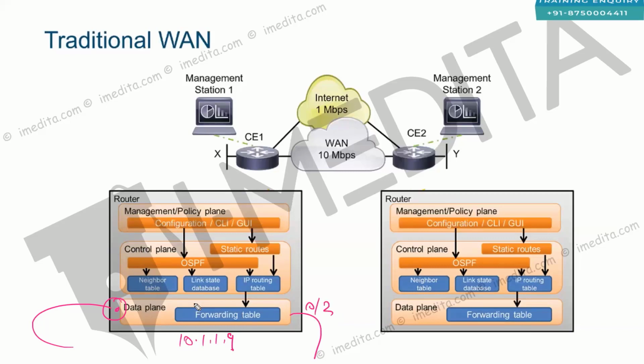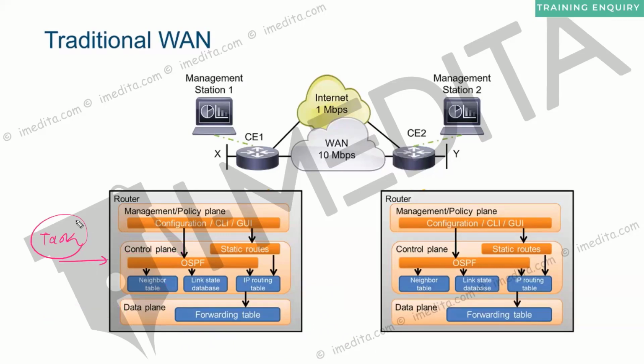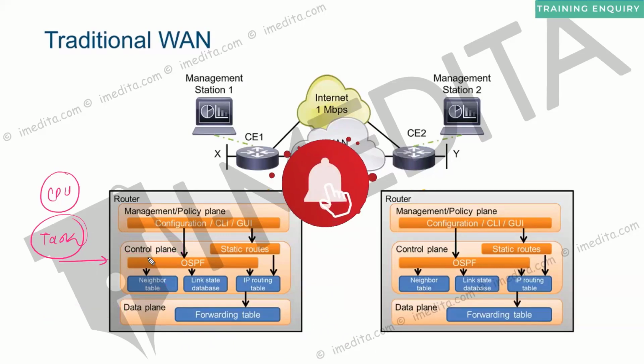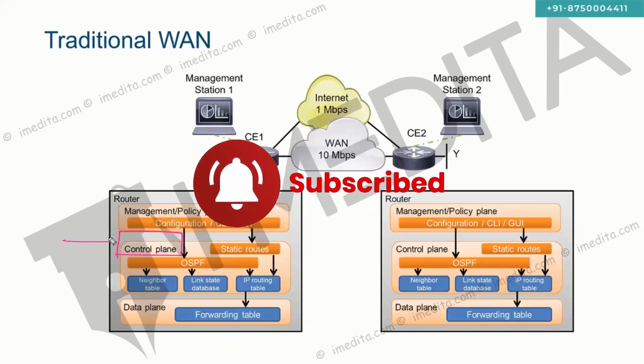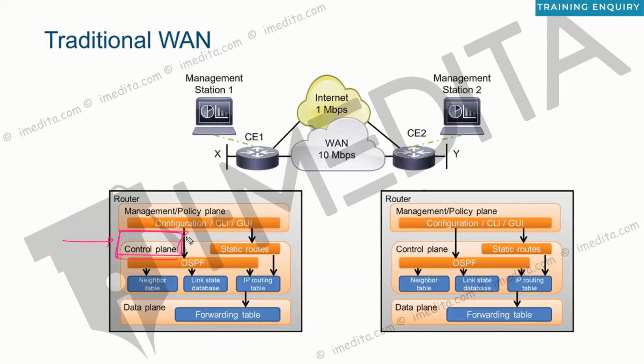That information is given to the data plane by the control plane. The control plane controls the data plane. It is the one that tells the data plane that the packet needs to be forwarded out of this particular interface in this manner. Control plane operations are CPU operations. The control plane is basically responsible for controlling how the data forwarding is going to happen.